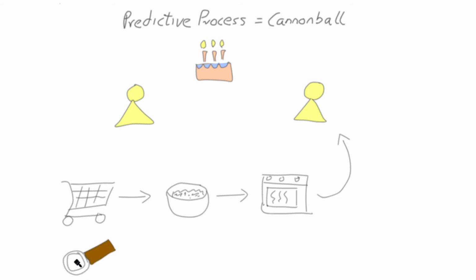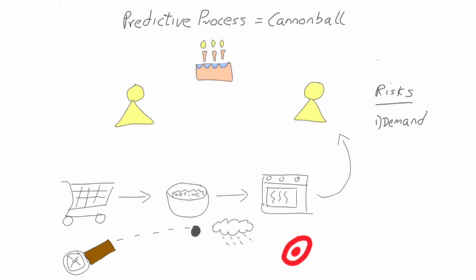You draw a target, which is your desired outcome. You then plan everything up front, factoring in any risks, and then you fire your cannon and execute your plan. Now let's take a look at the risk profile of this birthday cake project. If this were a project, we would examine risk in terms of demand and delivery.